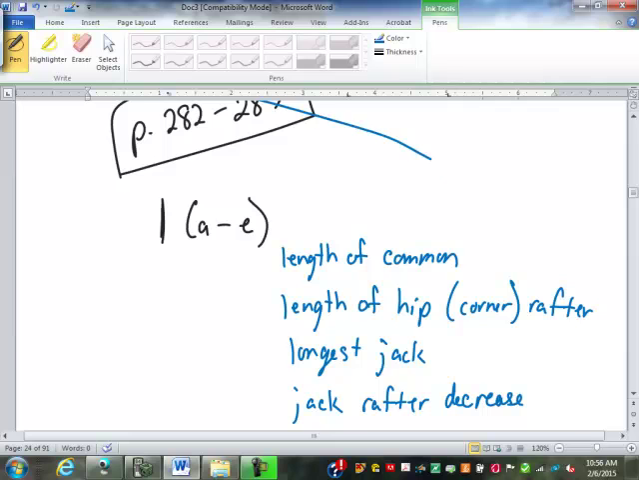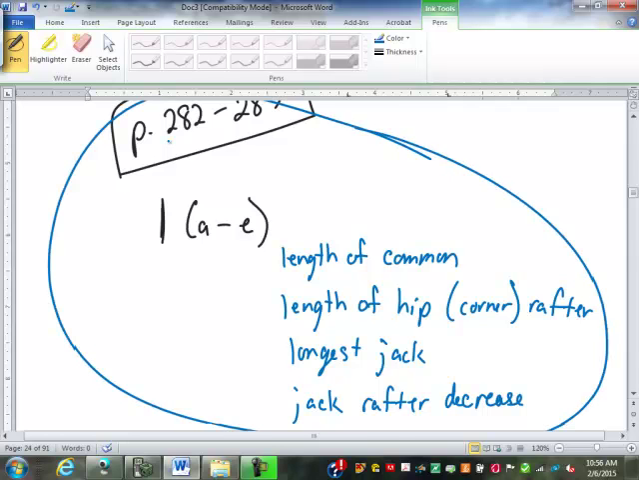Page 282, 283, number 1, A through E. Yes, I will. We just got to read number 1. Just number 1, the 5 parts of number 1. Fun, right?